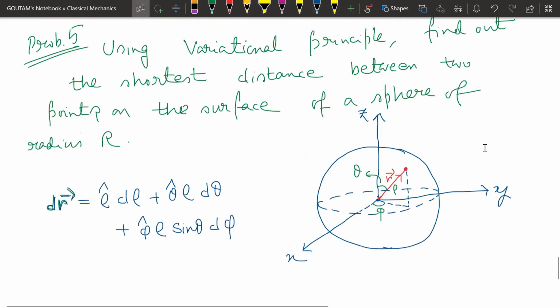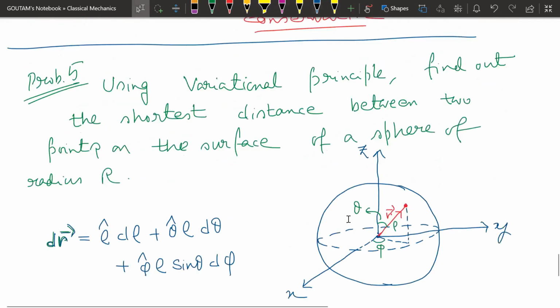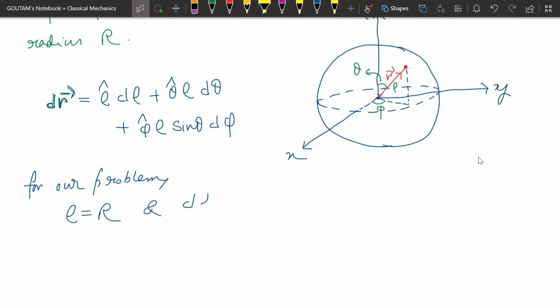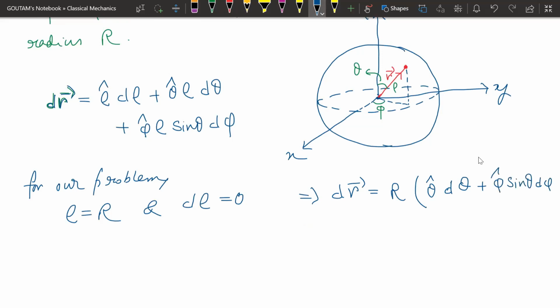Now in our problem, we are always constrained to the surface of the sphere. That means for our problem, rho is r and d rho is zero. It means for our problem, dr is theta hat r d theta plus phi hat r sine theta d phi.